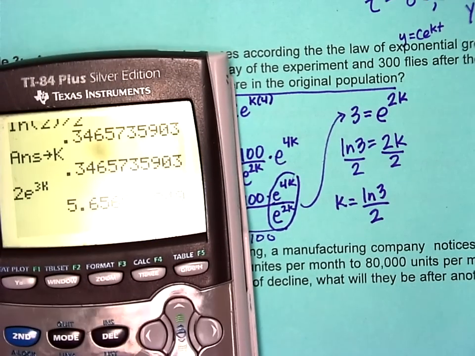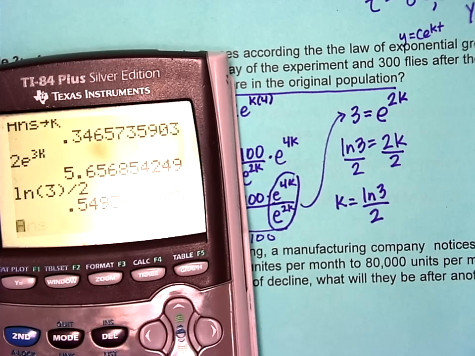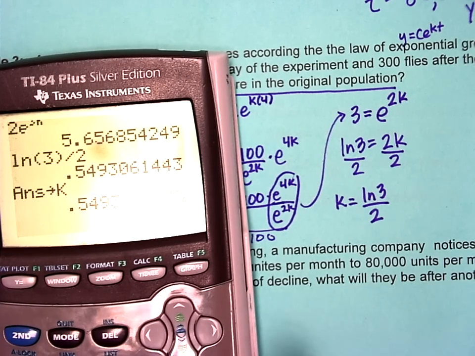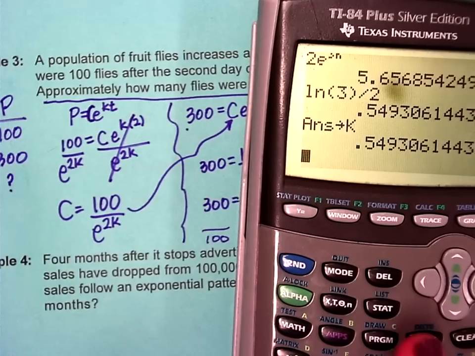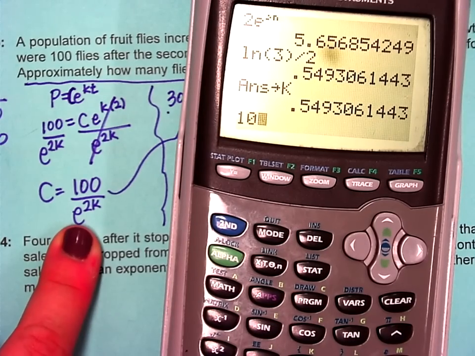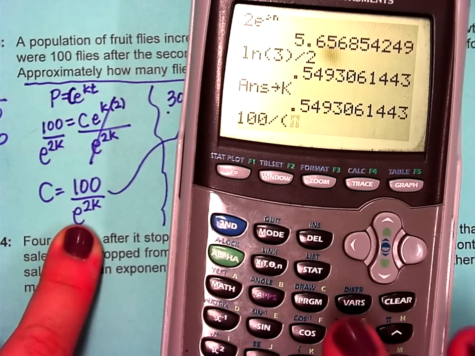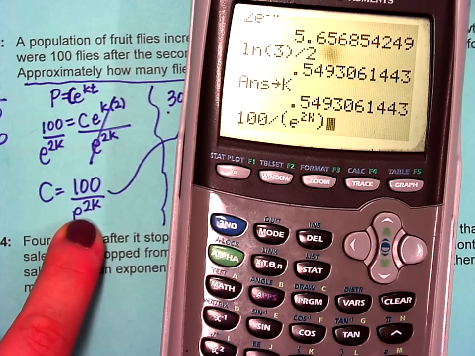I'm going to type in natural log of 3 divided by 2 to get this value, and I'm going to store that for k immediately because that's what I'm going to do often, right? And so I've got that value stored for k, and now if I go back over here and try to evaluate this to get the c value, I'm going to do 100 divided by e, and then I can just type in 2, again, alpha k to get that I need there, okay?